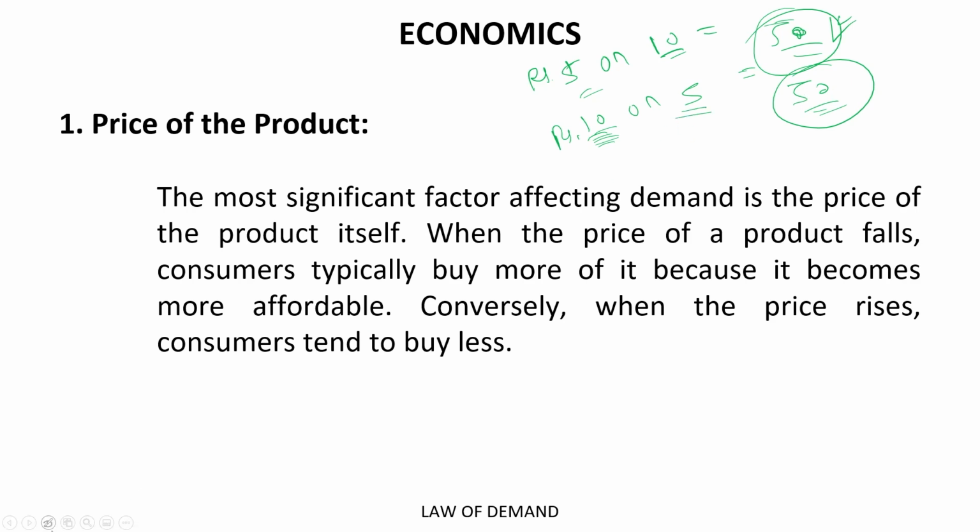In the second case, suppose when the price was rupees 10, then he was purchasing 5 items for rupees 50. In the second case, when the price becomes 5, then he could purchase 10. Again the final amount is 50. So in this case, at a lower price he is buying more items, but in this case, at a higher price he is buying fewer items. Got it?